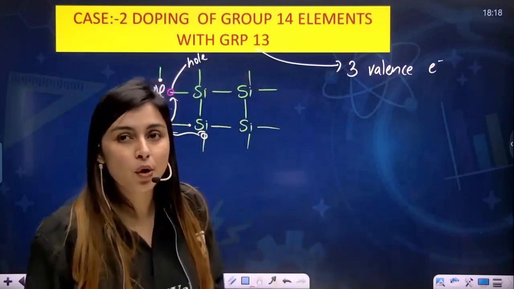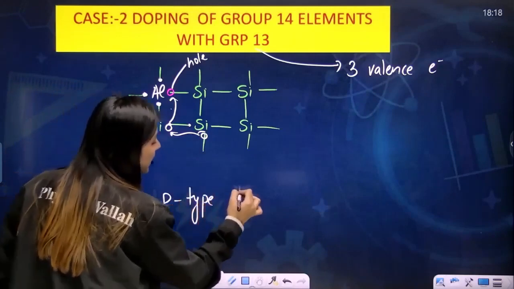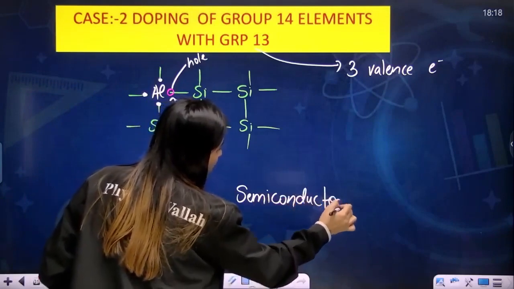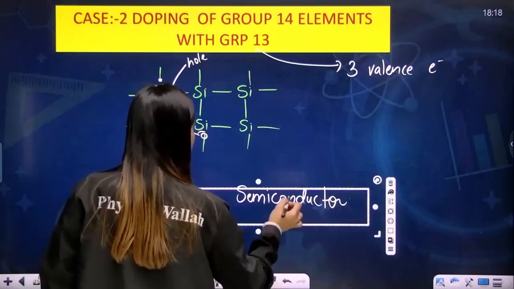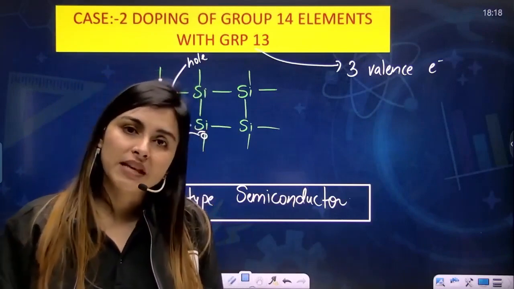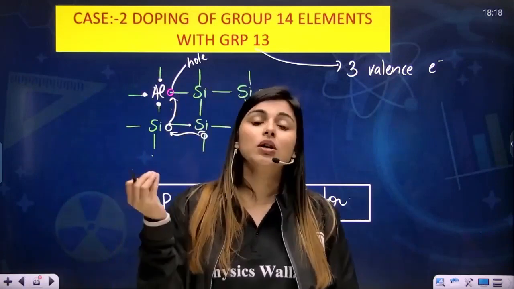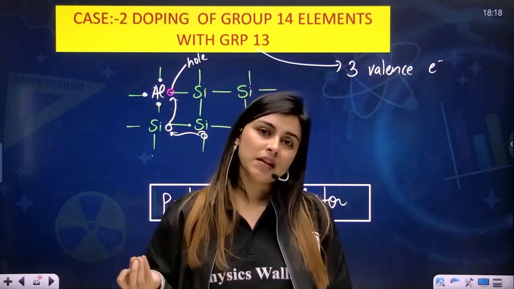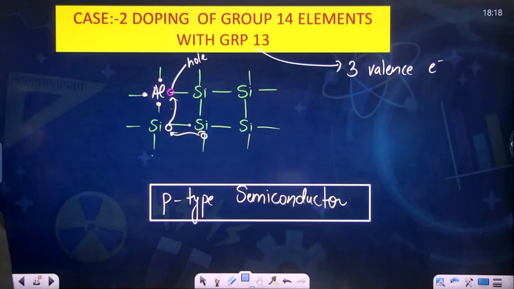So this type of semiconductor is known as a p-type semiconductor, where your conductivity is due to the movement of the hole. Whenever the doping is of a group 14 element with a group 13 element, then that type of semiconductor is known as a p-type semiconductor. I hope you're clear with this. Perfect, my dear students. Please write it down.